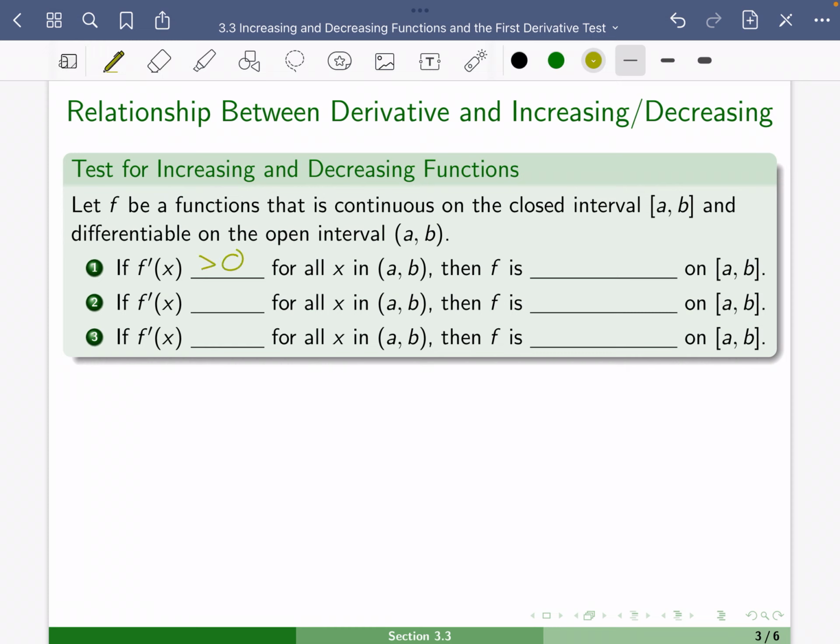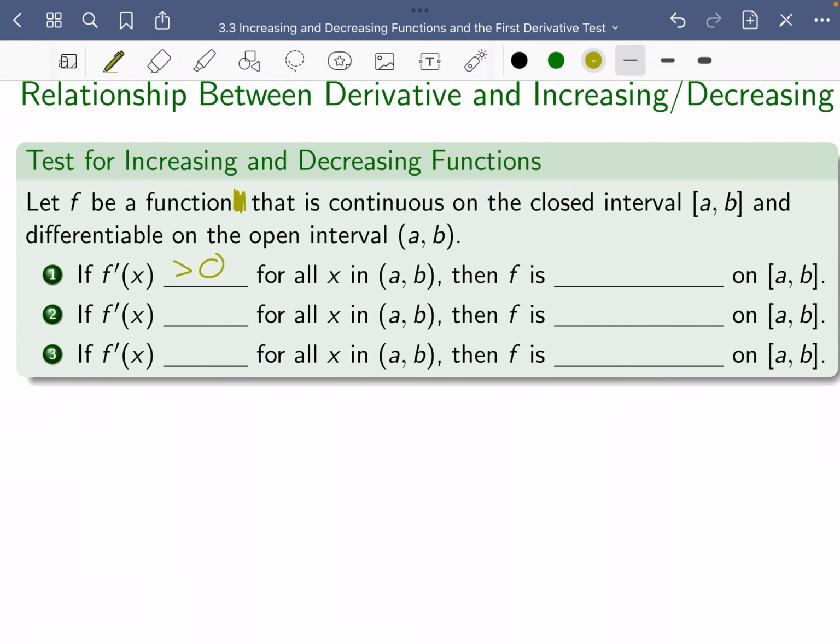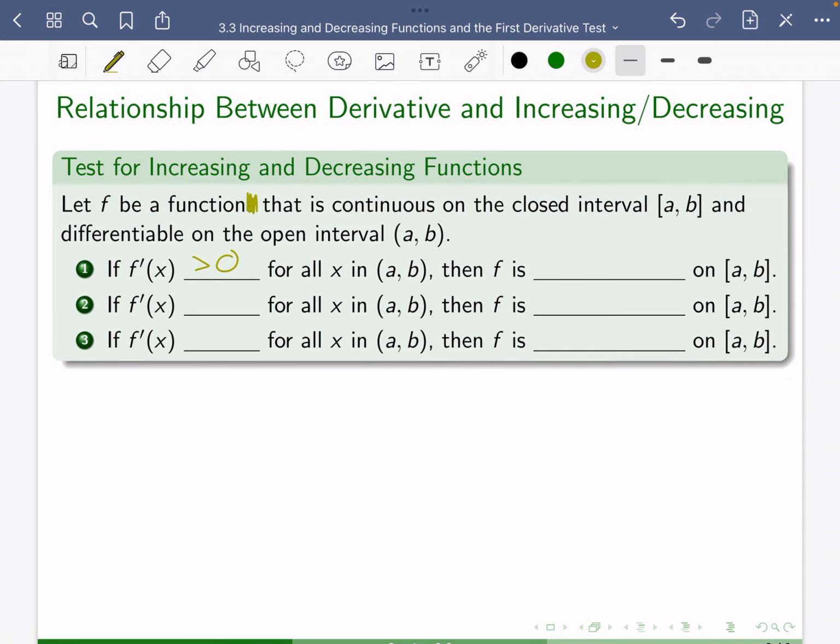So if f is a function that is continuous on a closed interval from a to b and differentiable on the open interval a to b, then if that derivative is greater than 0 for everything in that interval, then our function is increasing on that interval. If instead it is smaller than 0, then the function is decreasing.